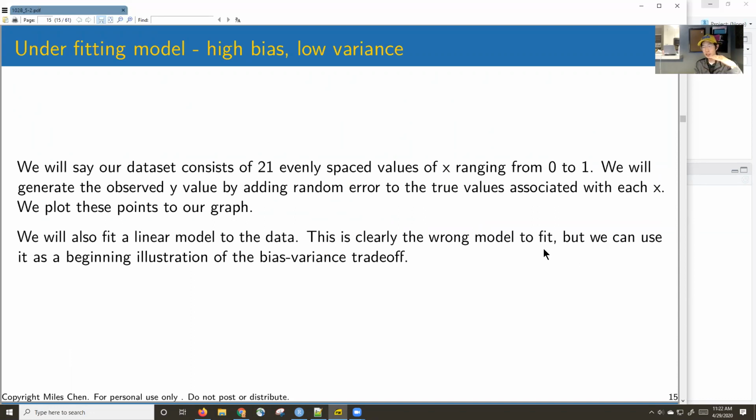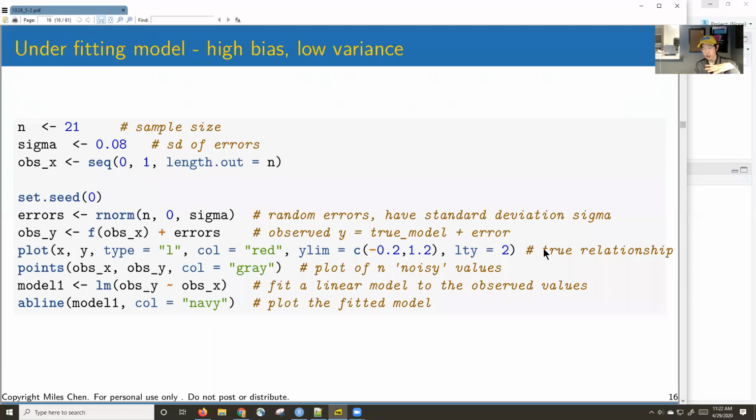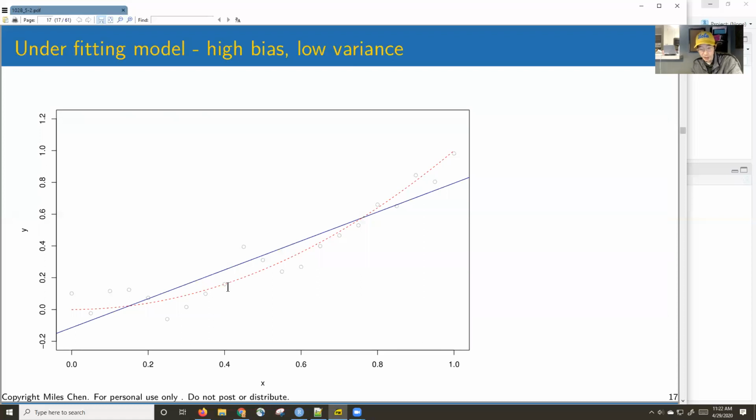And then to those randomly generated data points, I'm going to fit a straight line. Okay, and that's what these lines do. Basically, I generate some errors. The true values, this is the quadratic part. I add the random normal errors to that, and I get my observed y's here. And I'm going to plot that, and then fit a linear model between the observed y and the observed x, and plot that as well. All right, I hope you guys can see this.